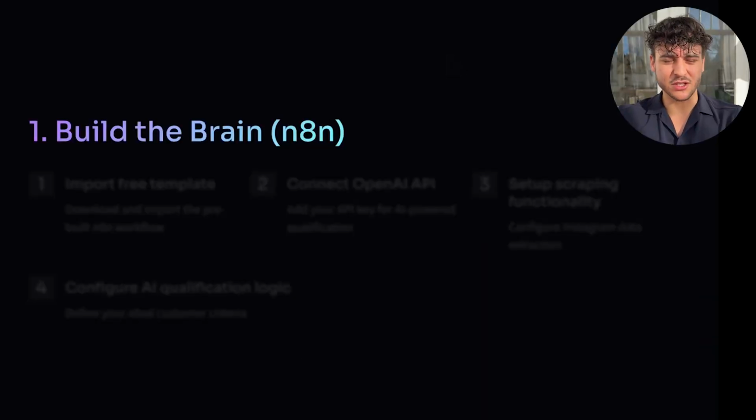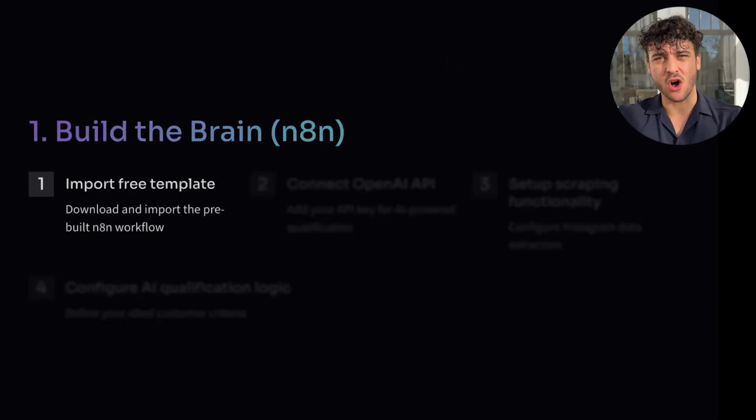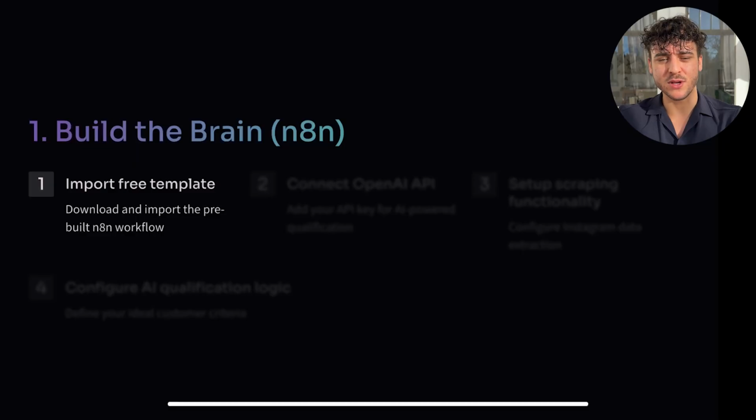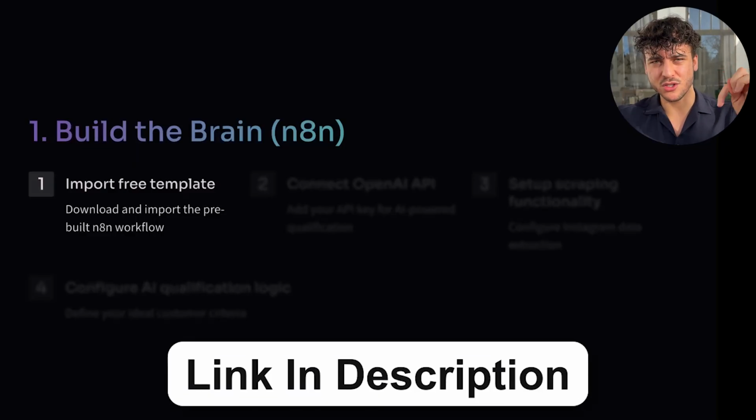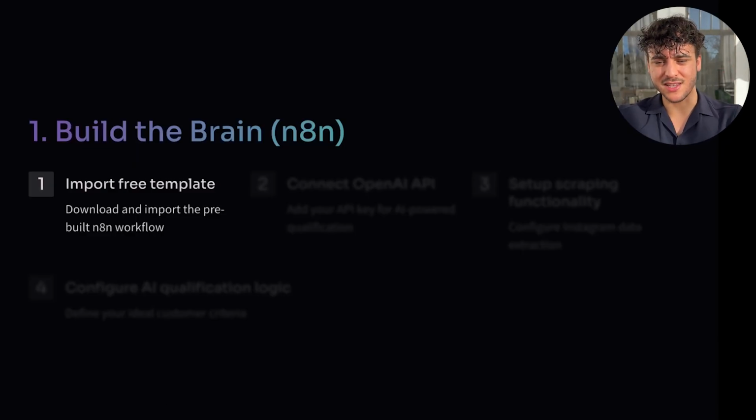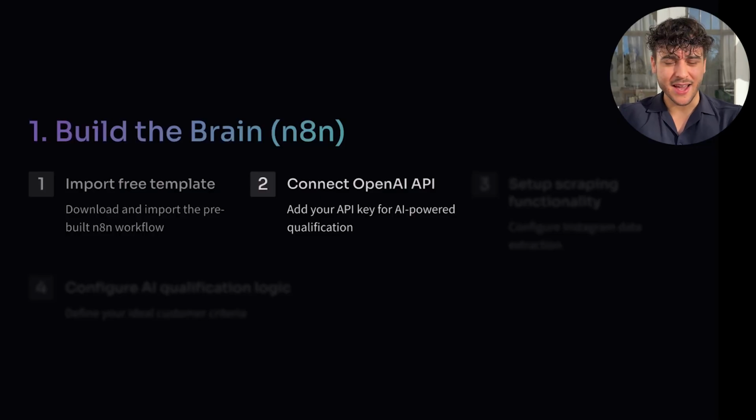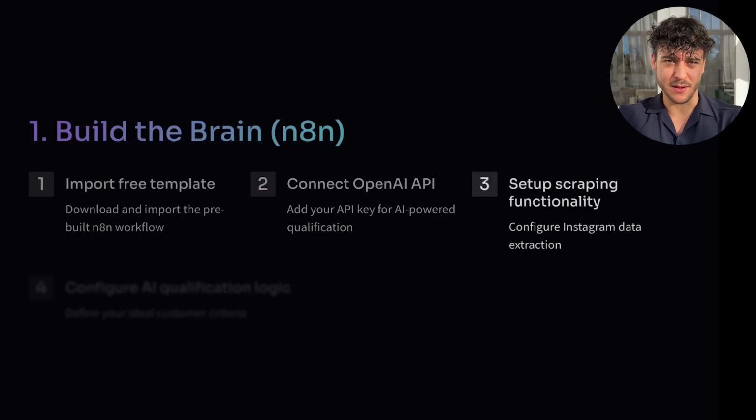Now, the first step is going to be to build the brain inside of N8N. All you need to do for that is to import the free template using the link down below in the description. I've linked it down below. Go get the free template. We're then going to have to connect our OpenAI API key and set up some scraping functionality.